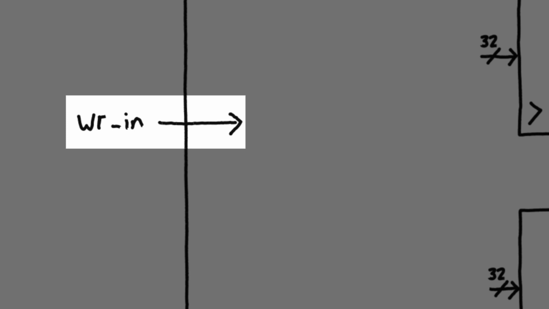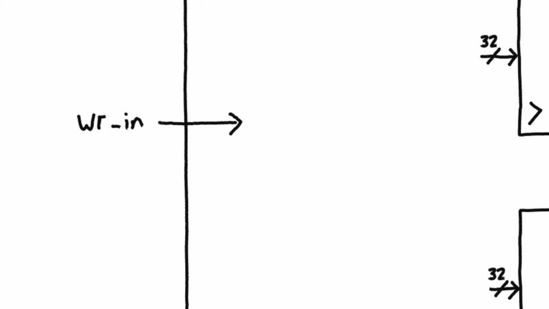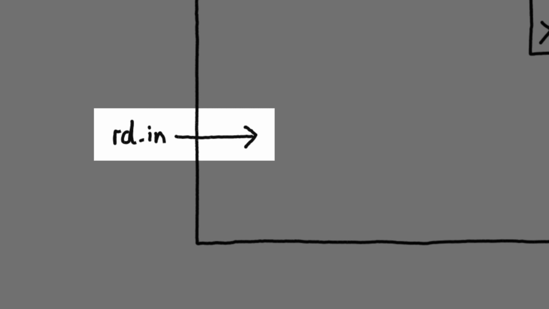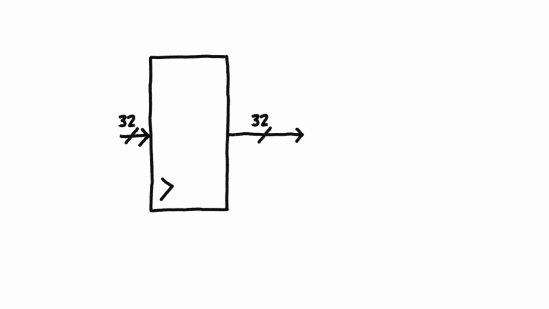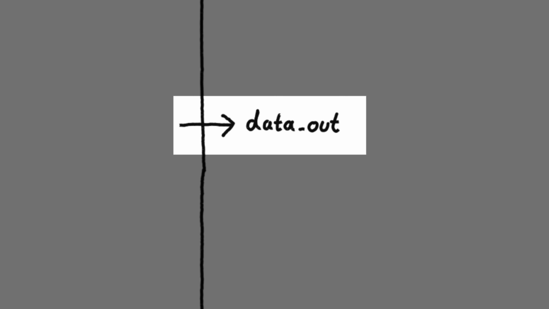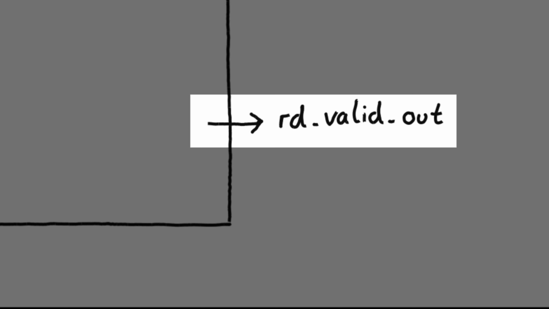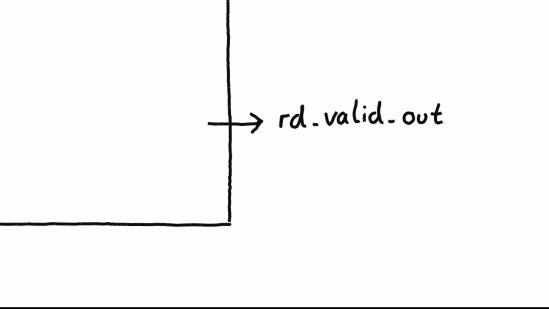A write input signal, WRN, which indicates that the interface wants to perform a write operation. A read input signal, RD_in, which indicates that we want to perform a read from a particular register. A data output, data out, which carries the data that we are reading out to the interface. And finally, a read valid signal, RD valid out, which is high when the output data is valid.